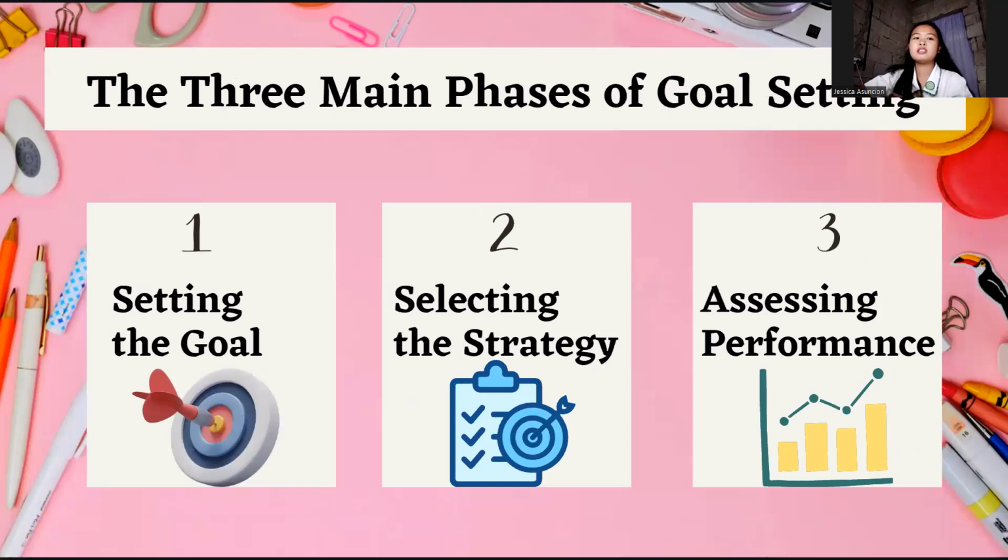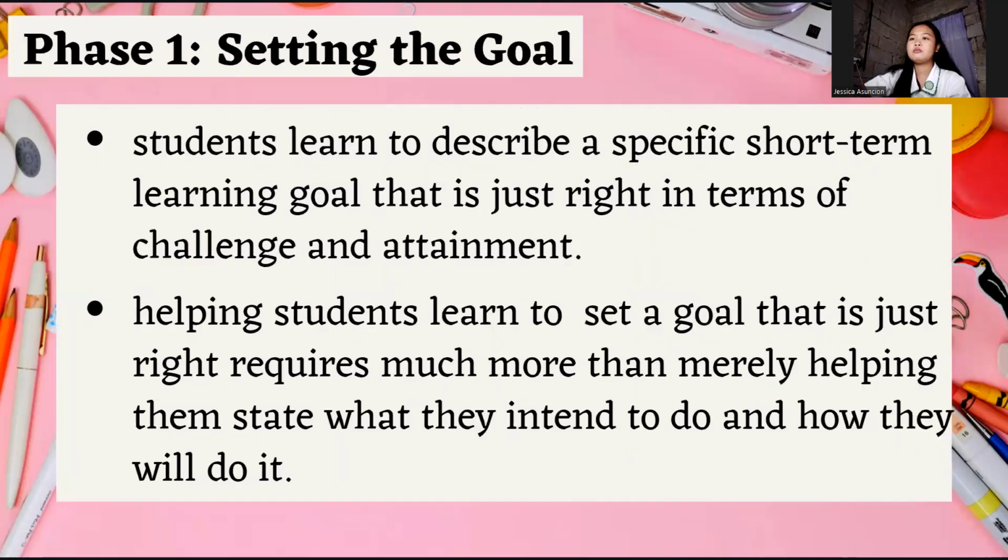These are the three main phases of goal setting. Phase 1, setting the goal. Phase 2, selecting the strategy. And phase 3, assessing the performance. Now let's proceed to setting the goal. Phase 1, setting the goal.